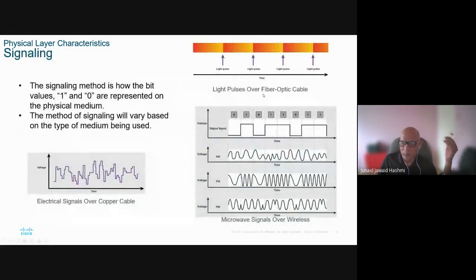So one of the main differences between, let's say, fiber optic and copper: copper media use electrical signals, fiber optic uses light pulses. So when I spoke about security, it's not just the speed that differentiates different media, but it's also the security.